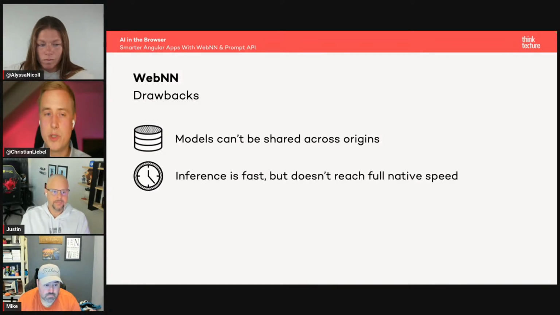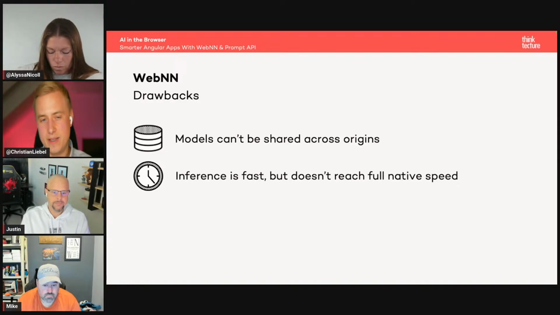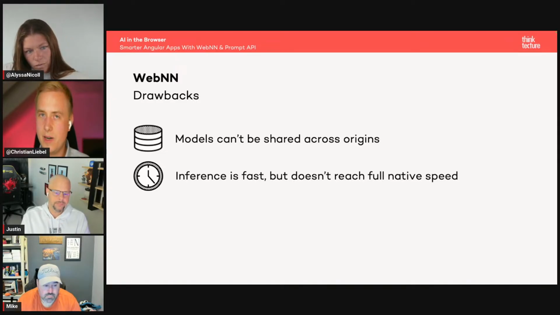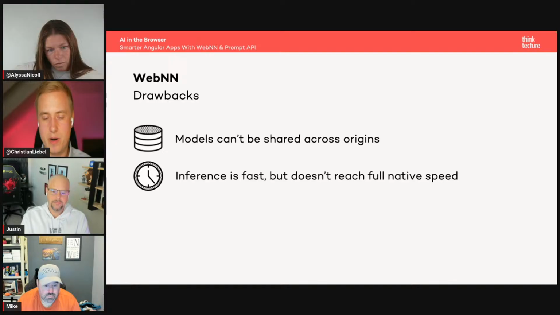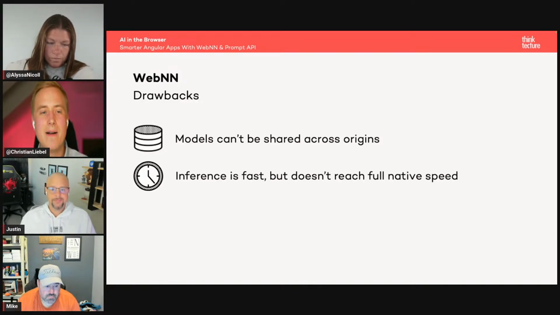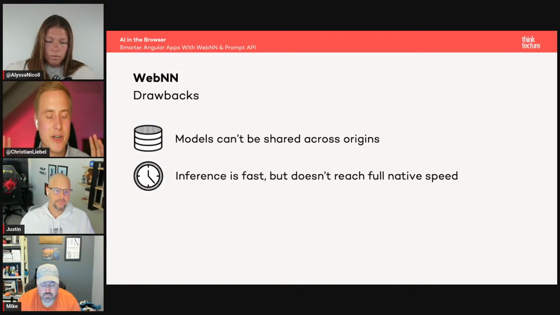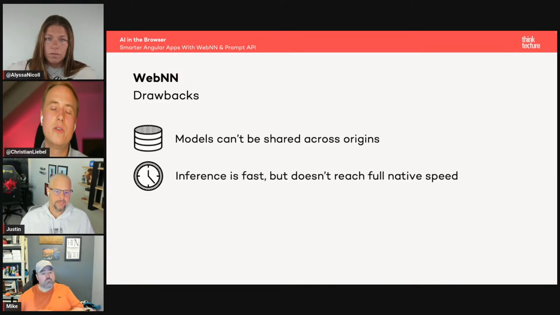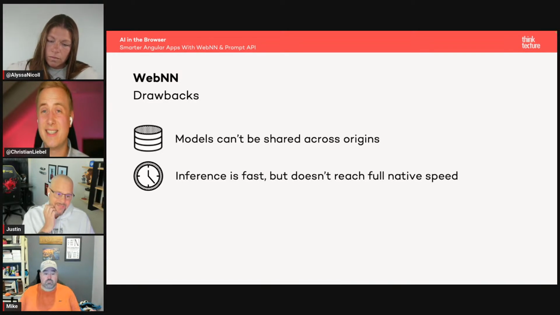That's number one. And number two is inference is fast, but cloud inference obviously is much faster, right? Because you can have much bigger, much faster computers there. So it will, or it can, depending on the cloud service. So they can even be faster in certain cloud services. So generally it is slower than cloud-based AI, and also it doesn't reach full native speed because it's still abstracted, right?